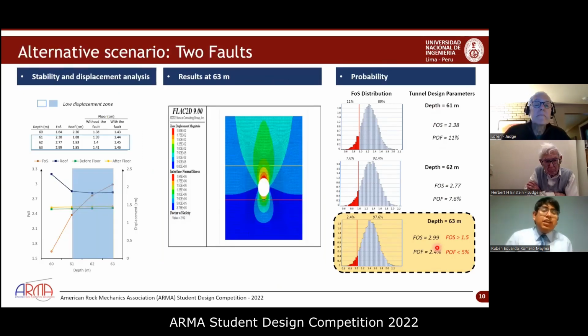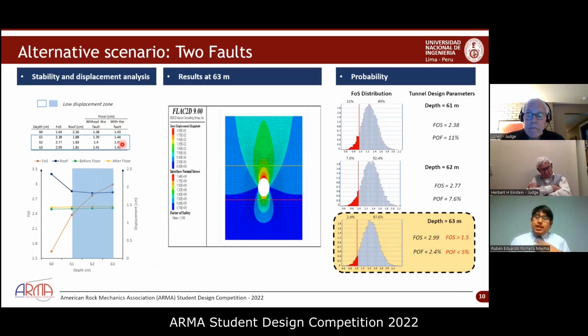In the alternative scenario, considering a second fault below the tunnel at 67 meters, we can see that the values of the factor of safety and the roof displacement continue being the same as in the first case. We can see this variation, but only the floor displacement has increased a little. This variation can be seen here.